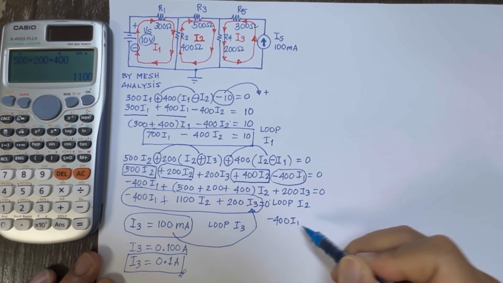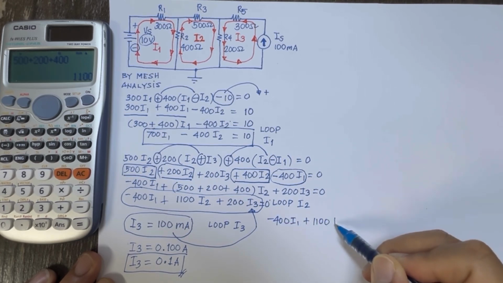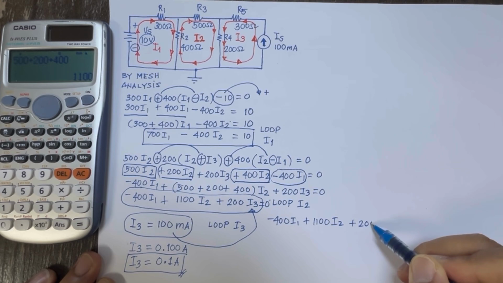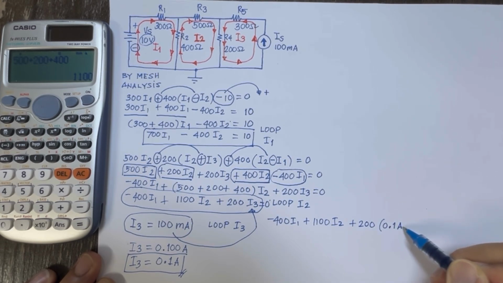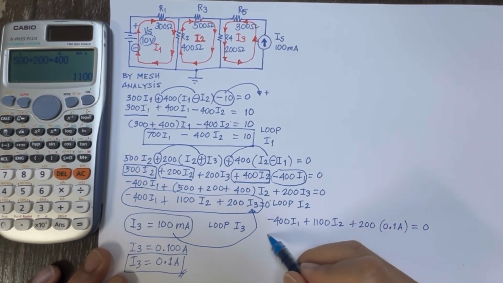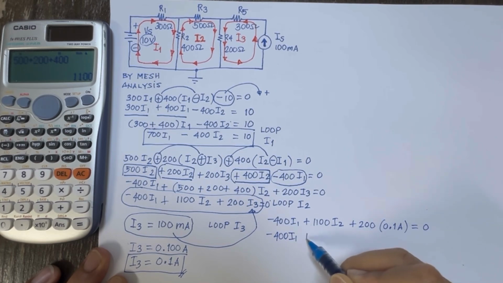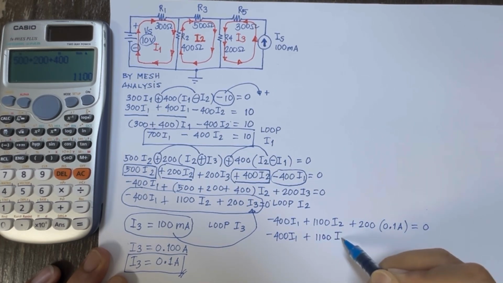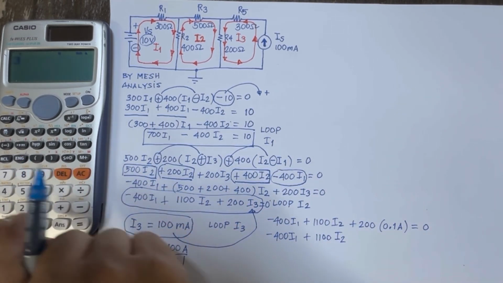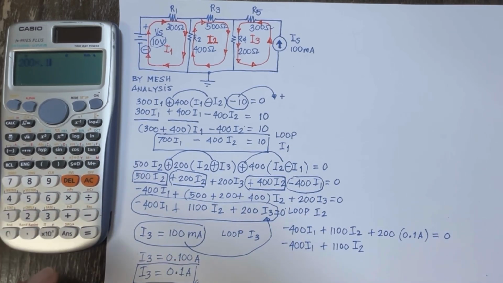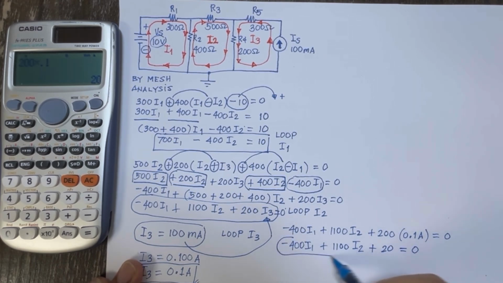And let's write it again: minus 400 I1 plus 1100 I2 plus 200 multiplied with 0.1 ampere equals 0. And we got minus 400 I1 plus 1100 I2 plus 200 multiplied with 0.1, and we will get a value of 20, and then equals 0. And there you go, we got equation number 4.